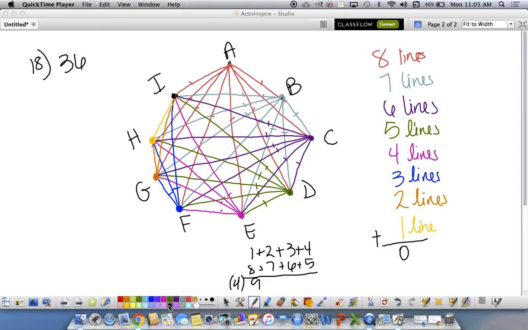So don't get confused on the verbiage, what they're saying. Okay? How many line segments can be drawn between 9 non-collinear points? And you're just adding 8 plus 7 plus 6 plus 5 plus 4 plus 3 plus 2 plus 1.